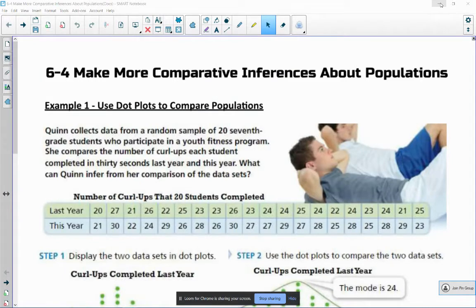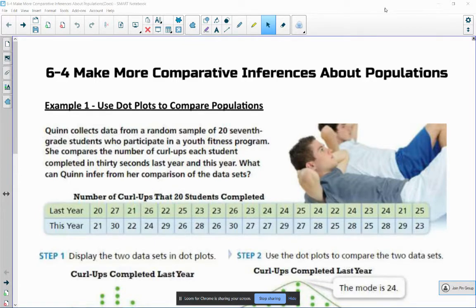Example 1, we're going to be using dot plots to compare populations. We'll be looking at two sets of data that are in a dot plot. We're going to do the same thing we did in section 6-3. We're going to compare them. We're going to look at medians, the interquartile ranges, the spread of the data, all that fun stuff.